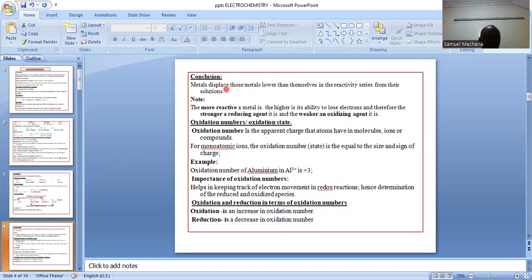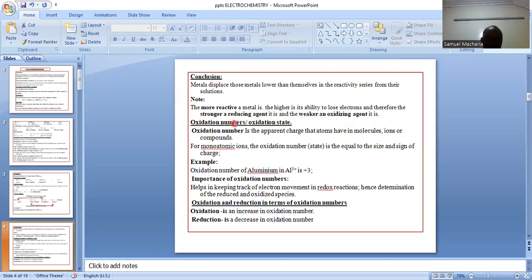We have seen that those metals that are more reactive will displace the less reactive metals. And the most reactive metals are the ones with higher ability to lose electrons. And therefore, the more reactive metal is a stronger reducing agent. And therefore, the weaker an oxidizing agent it is.